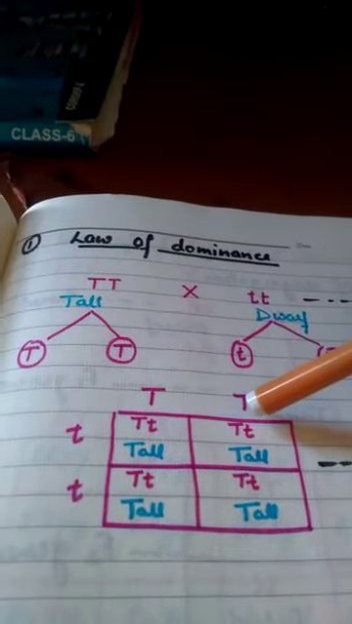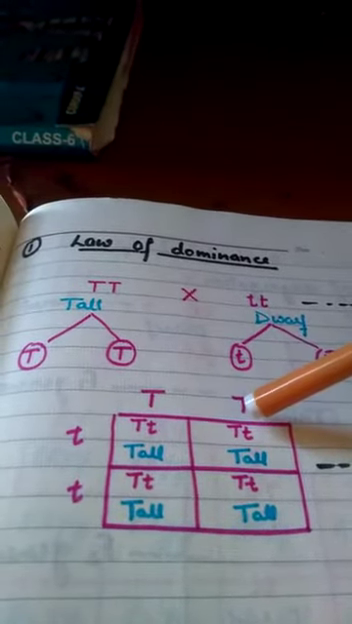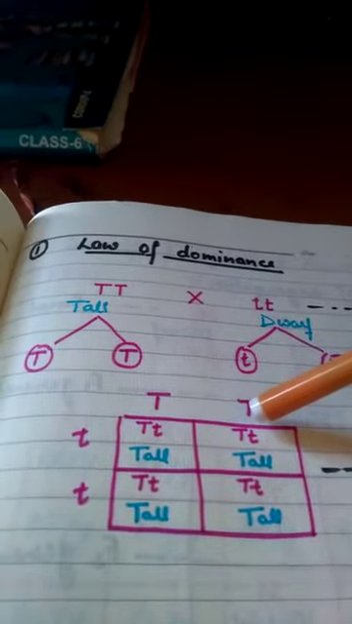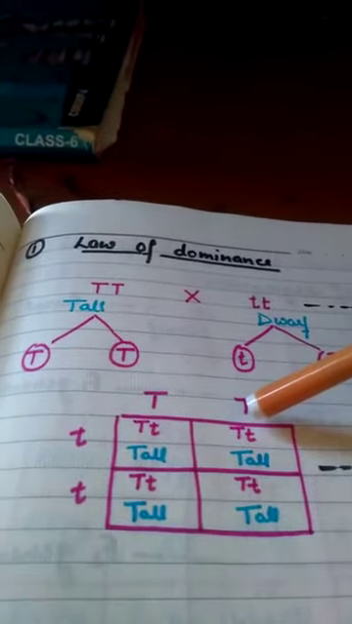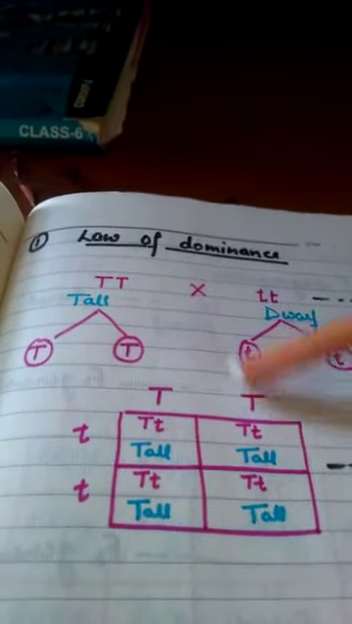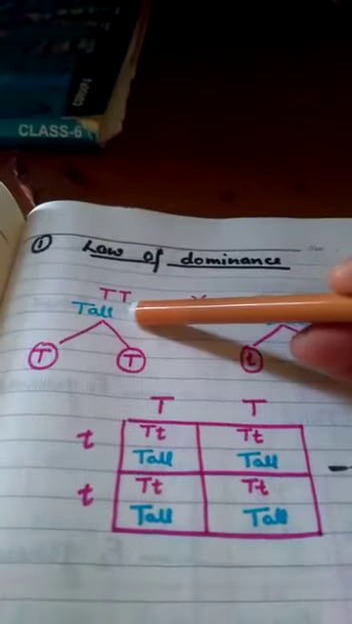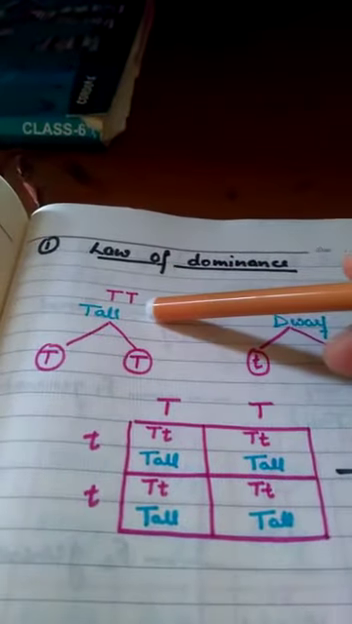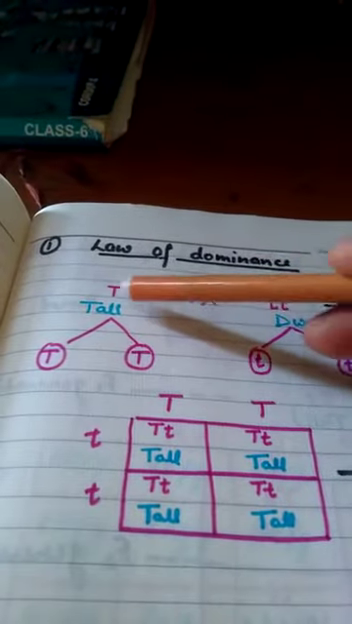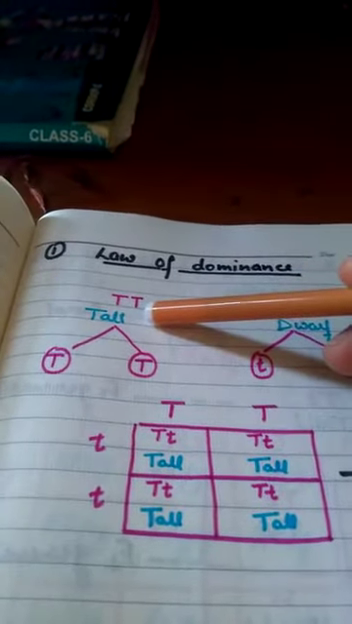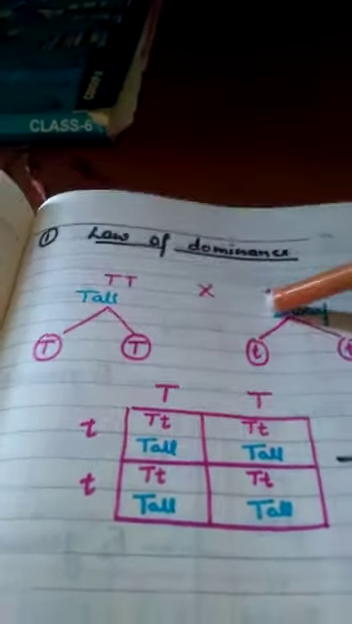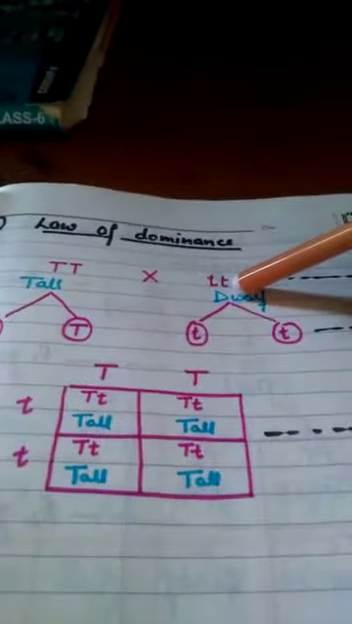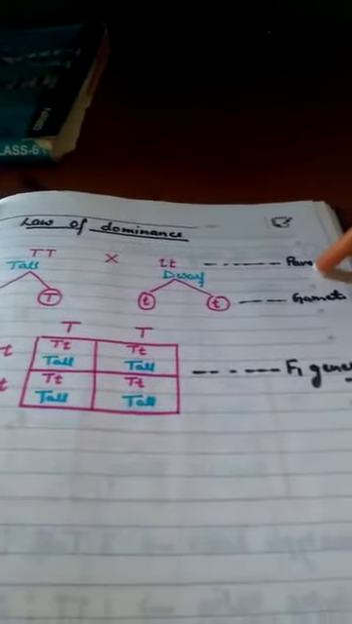In this cross, we are considering only one character, that is the height of the plant. For height of the plant, the two traits are tallness and dwarfness. So for this, Mendel took one homozygous tall plant, you can see capital T and capital T, it is homozygous form. He took a homozygous tall plant and a homozygous dwarf plant and made a cross between these two. These two are the parent plants.